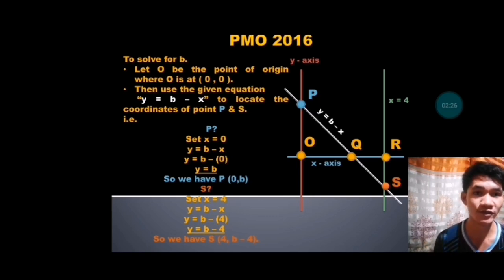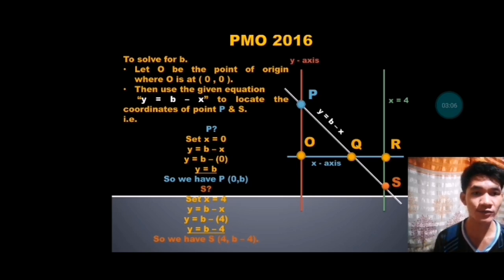Then the next thing to do is to use the given equation y is equal to b minus x to locate the coordinates of points P and S. To find P, we set x equal to 0. That is, y is equal to b minus x. Substituting the value of x, which is 0, gives us y is equal to b minus 0, so y is equal to b. So we have located P at 0 and b. Our x-intercept is 0 and our y-intercept is b.